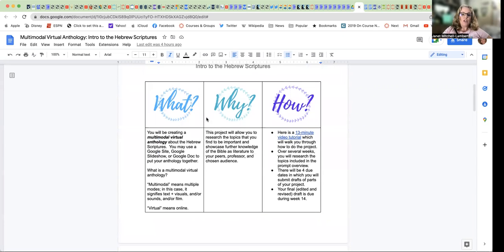So why are we doing this project? This project will be a place for you to showcase your interest. You will be able to research the topics that you find to be important and showcase further knowledge of the Bible as literature to your peers, your professor, and your chosen audience.